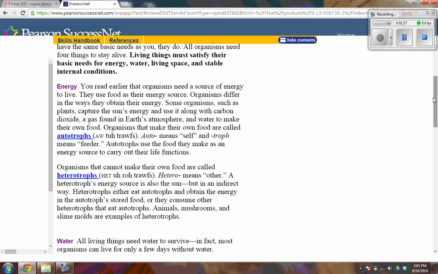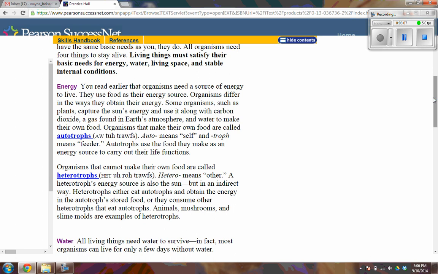Energy. You read earlier that organisms need a source of energy to live. They use food as their energy source. Organisms differ in the ways they obtain their energy. Some organisms, such as plants, capture the sun's energy and use it along with carbon dioxide, a gas found in Earth's atmosphere, and water to make their own food. Organisms that make their own food are called autotrophs. Auto means self, and troph means feeder. So autotroph, self-feeder. Autotrophs use the food they make as an energy source to carry out their life functions.